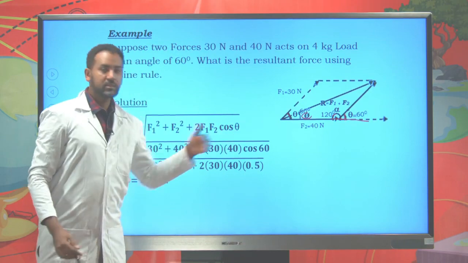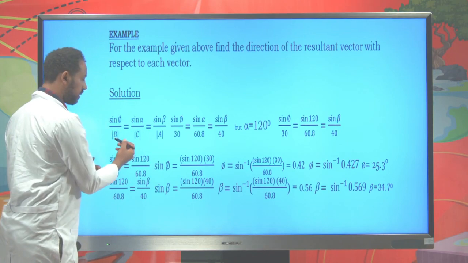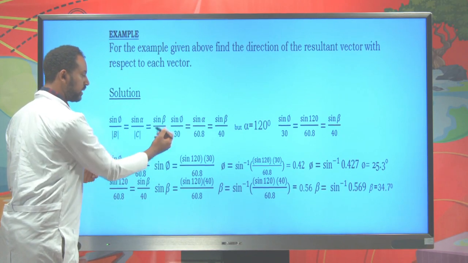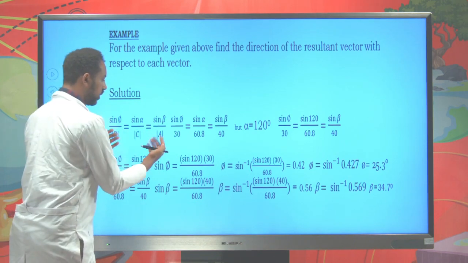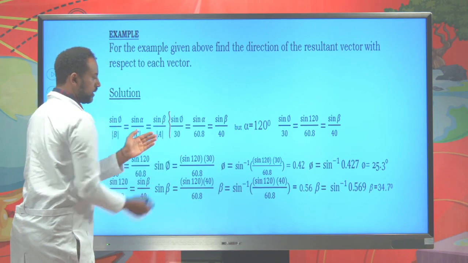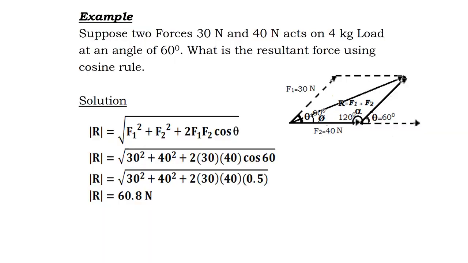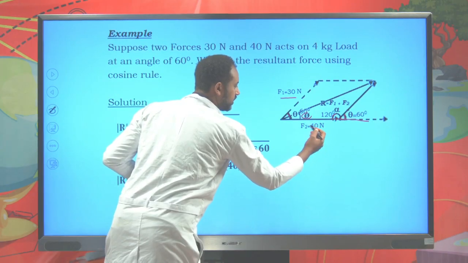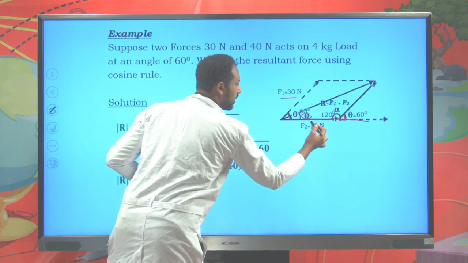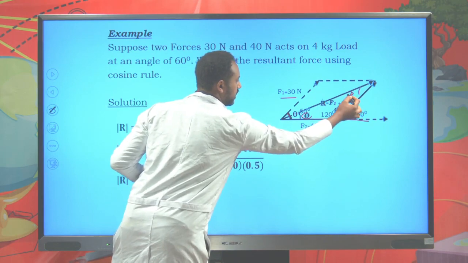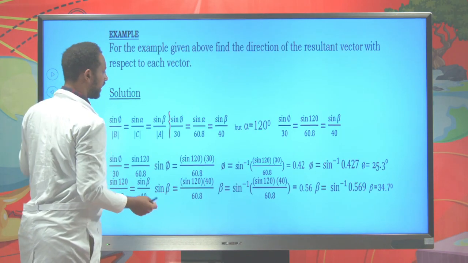To find the angle phi, it's possible to use the sine law. How? The sine law states that sine phi over the magnitude of B, sine alpha over the magnitude of C, sine beta over the magnitude of A, the opposite sides that we have already previously discussed, are equal. Then it's possible to use sine phi. Let's see the sine phi, 30 Newton. And here you have 40 Newton, sine 120 over the opposite, which is R. And here you can find beta, for example. If this is beta, sine beta over the opposite is 40 Newton. This is what the sine law states.